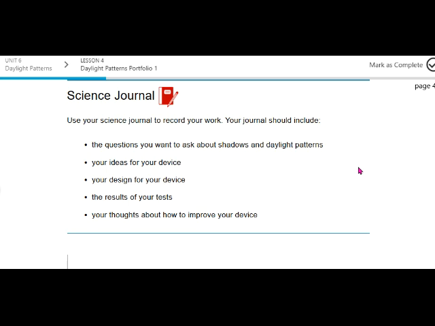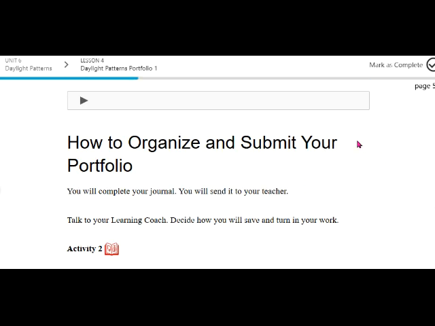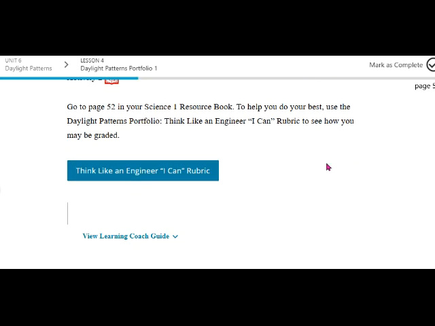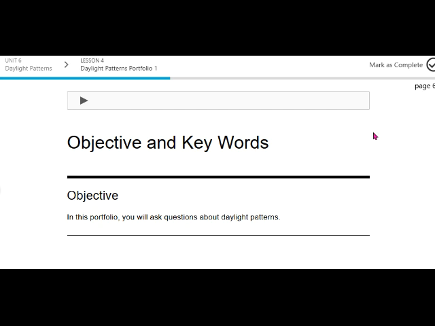You will use your science journal to record your work. Your journal should include all of those parts we just went over. You will complete your journal and you will send it to your teacher. Talk to your learning coach and decide how you will save and turn in your work. Here's a rubric that you can look at now, and we'll also look at it together at the end of this video to make sure we've included every part that we need to.